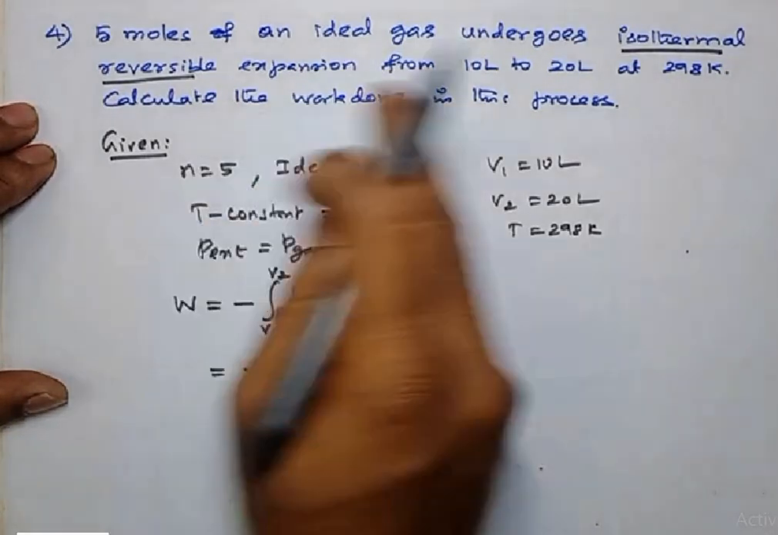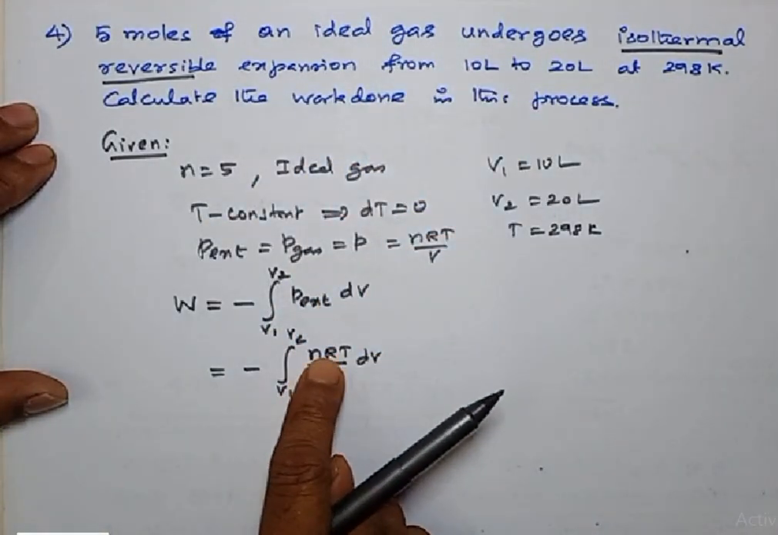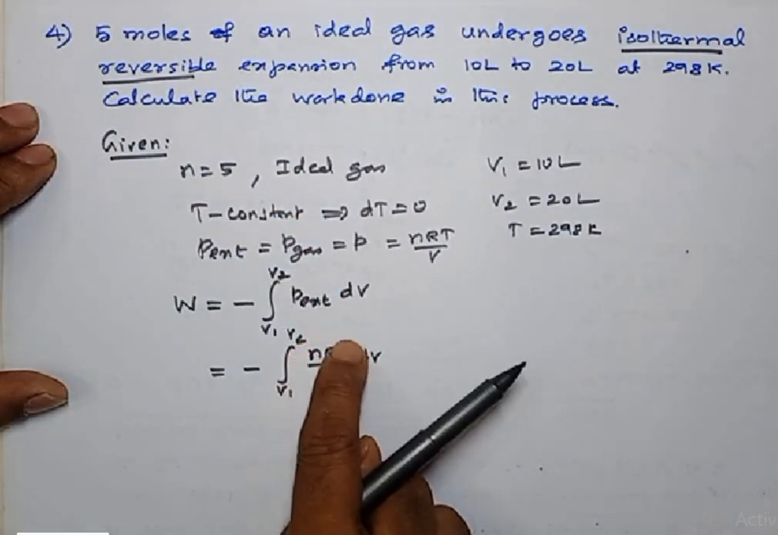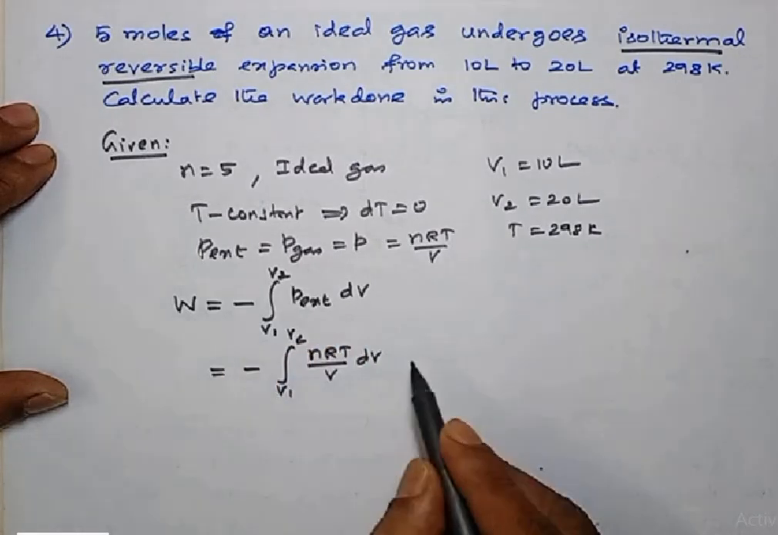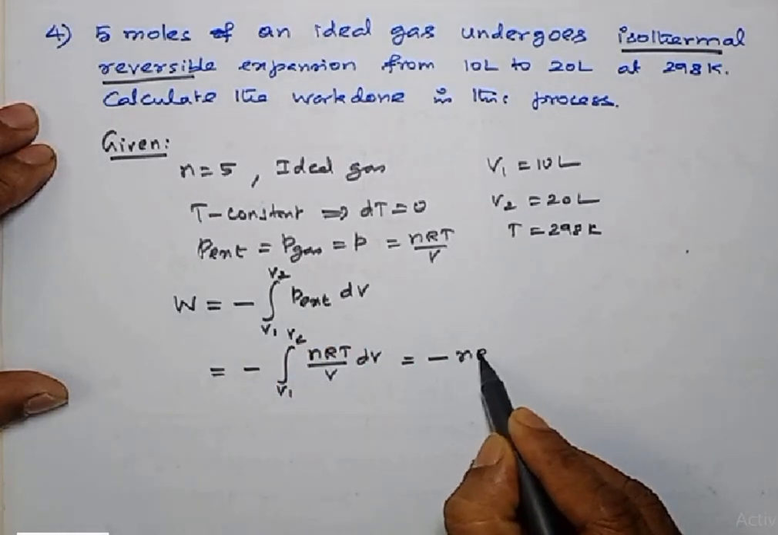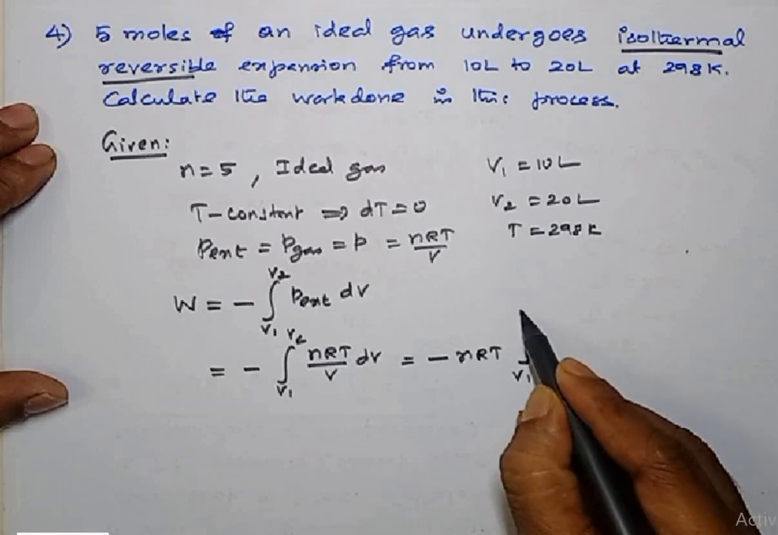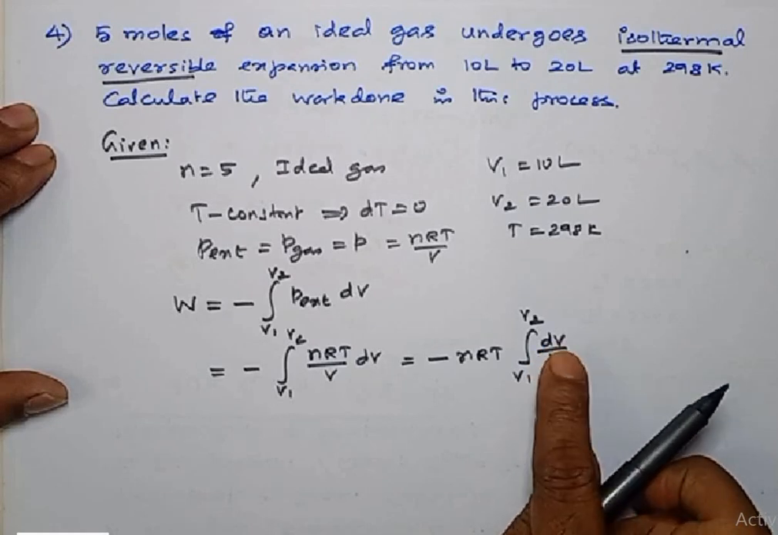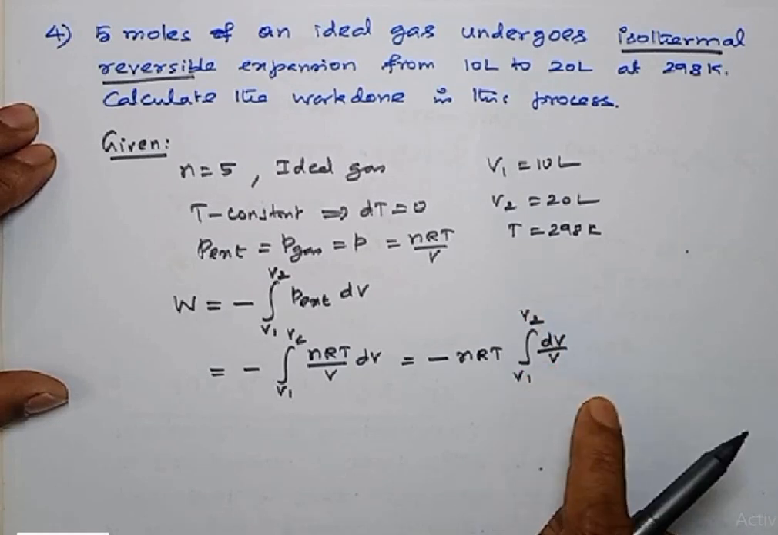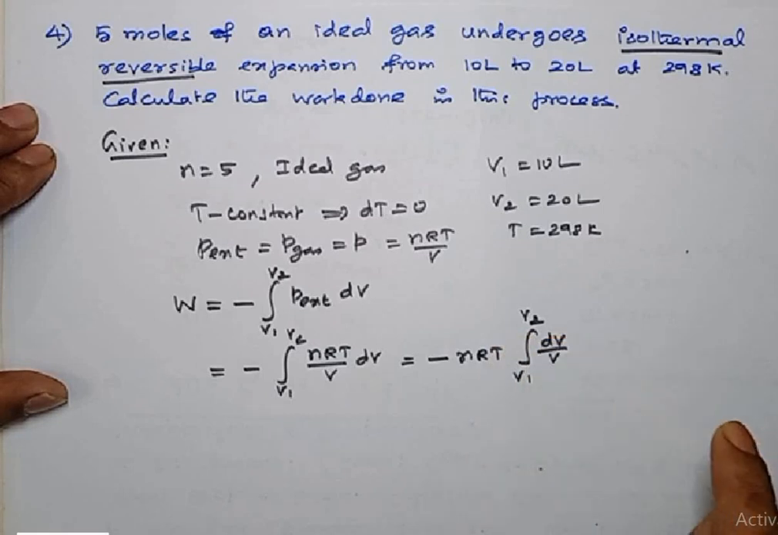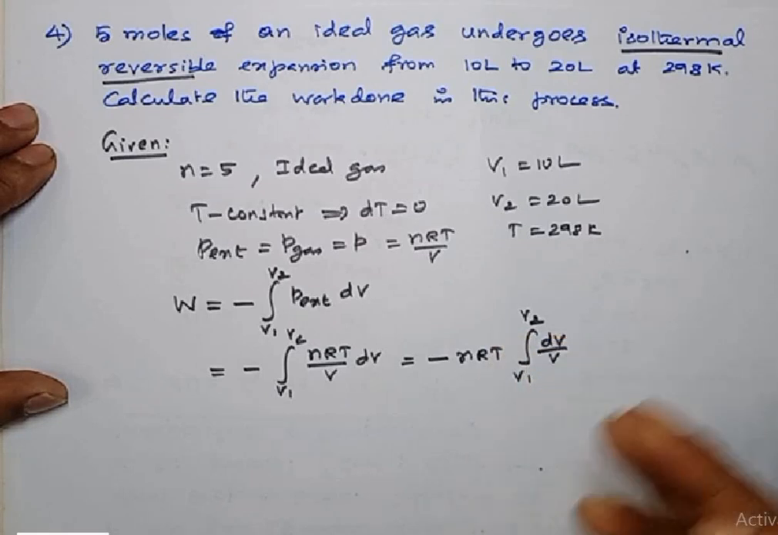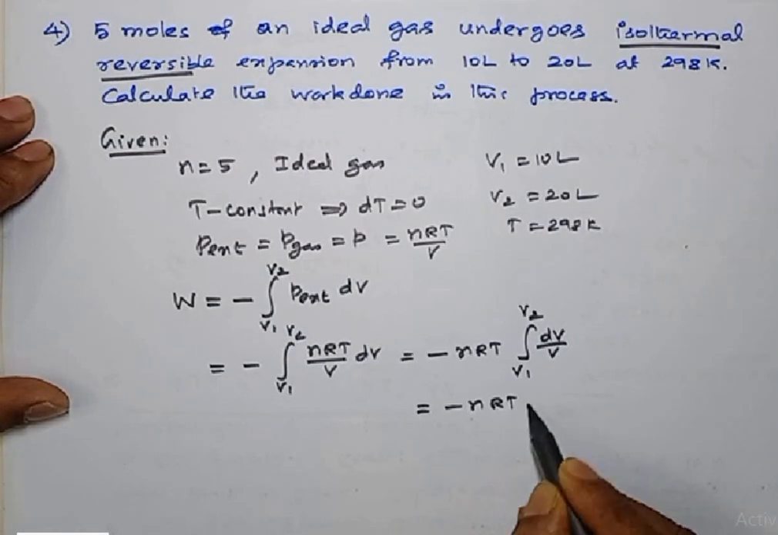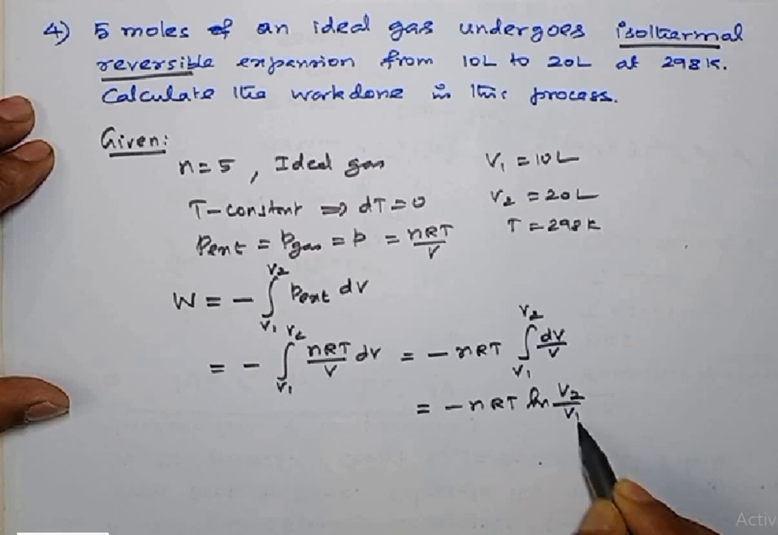Number of mole, there is no leakage of gas, so number of mole is constant, R is constant, it is isothermal process, so temperature also constant, so I can keep this nRT outside the integration. So minus nRT integral V1 to V2, dV by V. Integral dV by V is ln V, upper limit V2, lower limit V1, so you will get ln V2 minus ln V1. Log A minus log B can be written as log A by B. So I will write the answer directly, minus nRT ln V2 by V1.